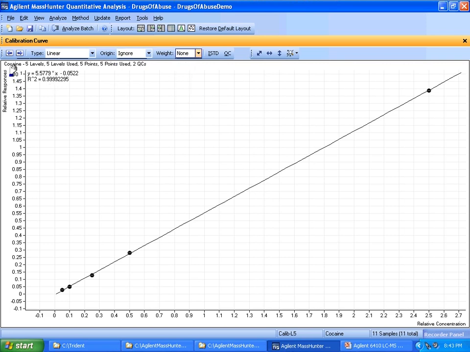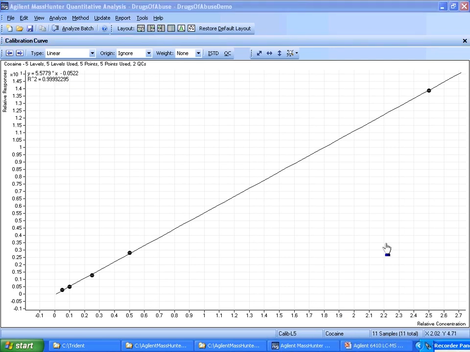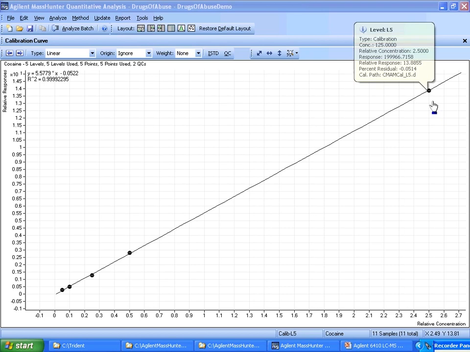Presented in the curve is the name of the compound, the levels, the points, how many QCs, and the equation and the R-squared calculation. On the bottom, I've got the relative concentration shown, and the status bar shows me the sample, the cocaine, the number of samples in the batch, and it shows me the points that I'm looking at for the particular XY values.